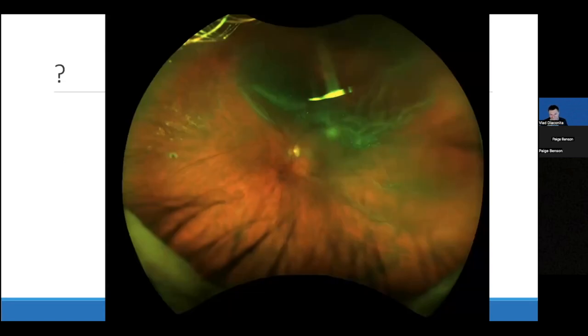Okay, so what do we got? What do you guys see here? What type of detachment? What's going on? How are we going to fix it? And feel free to just say whatever. No wrong answer. I mean, there's a wrong answer, obviously, but that's okay. It's not for this forum to judge.